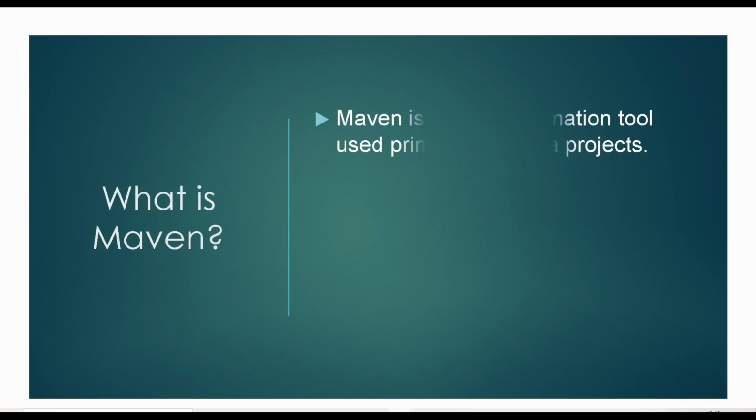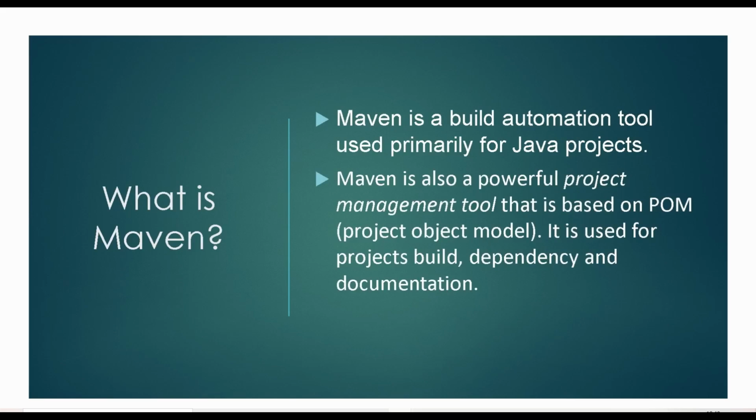What is Maven? Maven is a build automation tool used primarily for Java projects. This doesn't mean it is limited to Java projects, but we can use it to create projects written in C Sharp, Ruby, or different programming languages. Maven is also a powerful project management tool that is based on POM, that is Project Object Model, and it is used for project build, dependency and documentation.